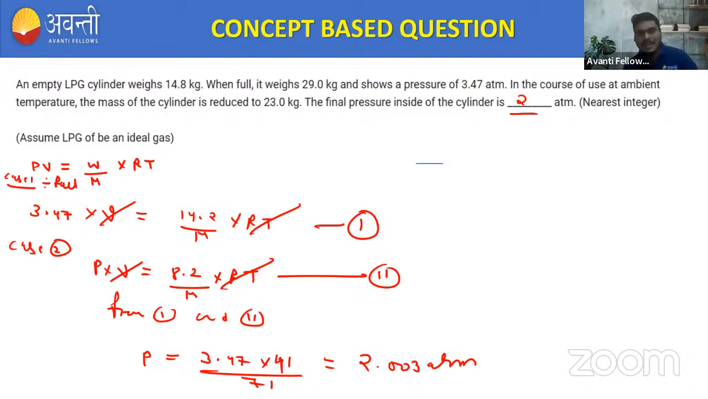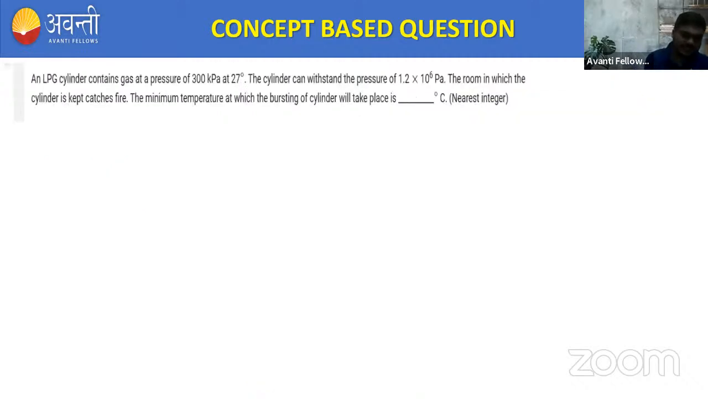In this question they're asking about an LPG cylinder. इसका weight 14.8 kg था. When full, its weight is 29 kg, and it shows a pressure of 3.47 atm. In the course of use at ambient temperature, the mass of the cylinder is reduced to 23 gram. You need to calculate the final pressure inside the cylinder. Okay. So this is a very similar question. ये तुम सभी लोग इसको try करना एक बार. ठीक है. Try to solve this question.